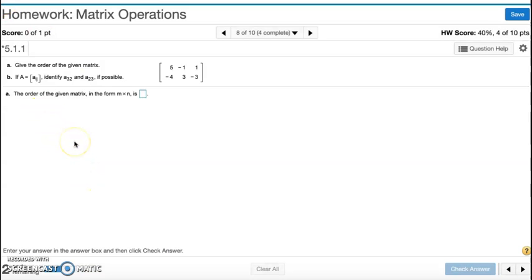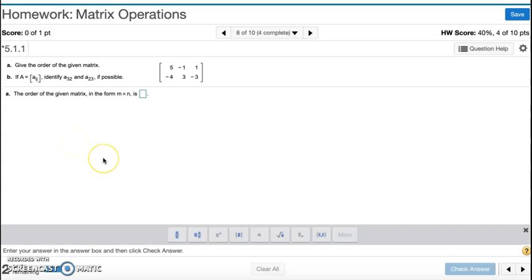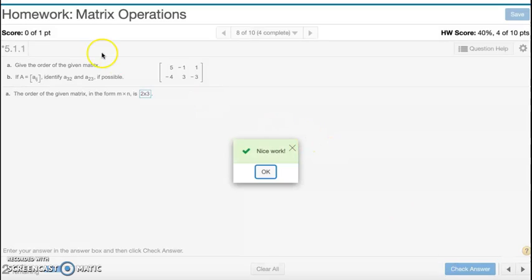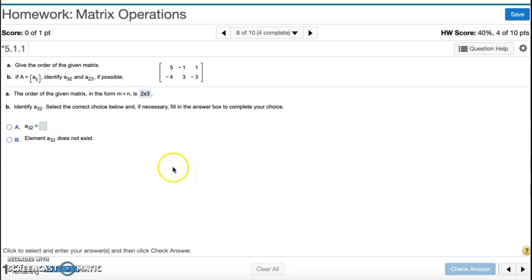A is asking for the order of the given matrix. It says you write it in the form of n by n, which is rows by columns. So we have 2 rows and 3 columns. So 2 by 3. So 2 by 3 is part A.